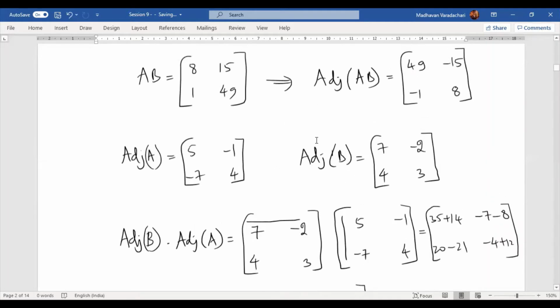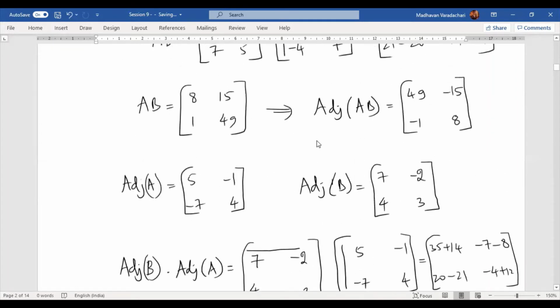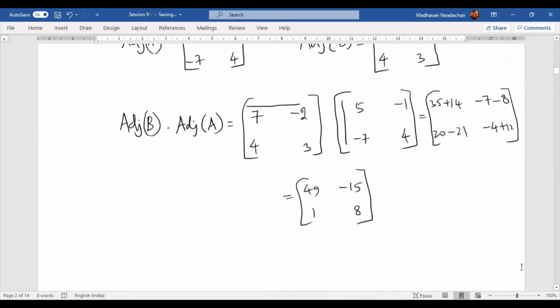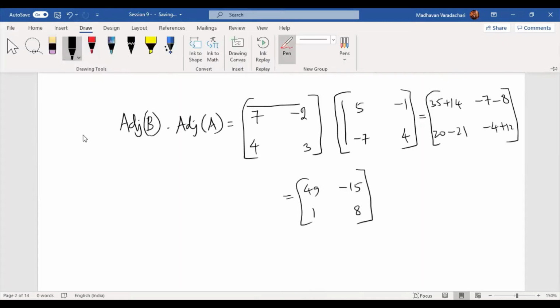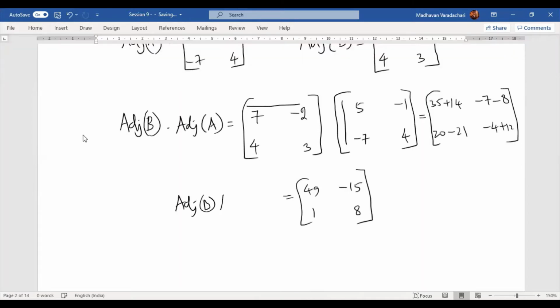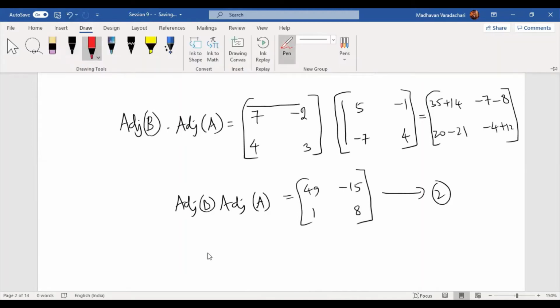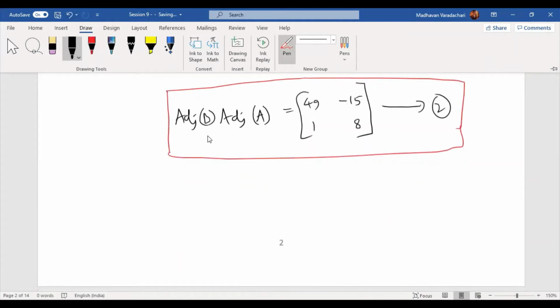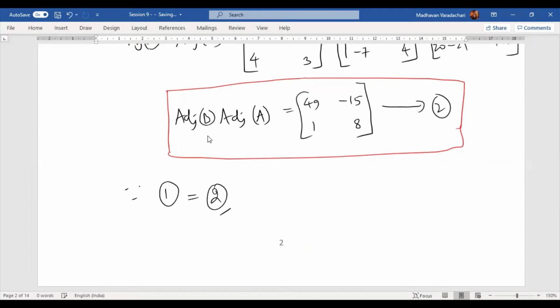Now, where we did adjoint of AB, call this equation 1. Then call this equation 2, which is adjoint of B into adjoint of A. We may notice that 1 and 2 are the same. Since 1 is equal to 2, I can say hence proved.